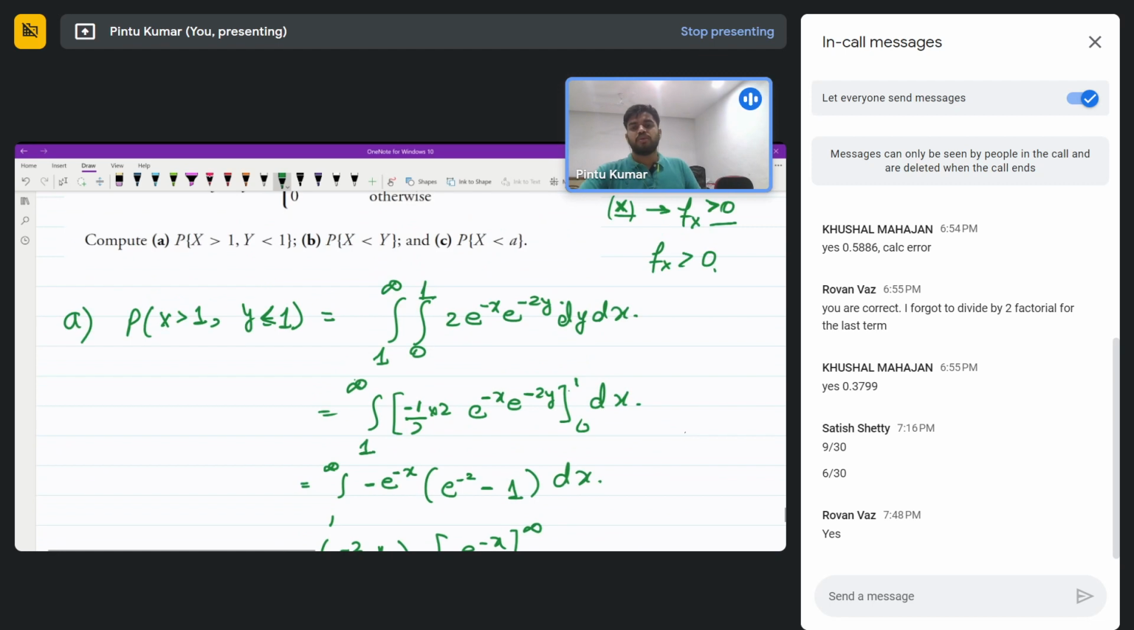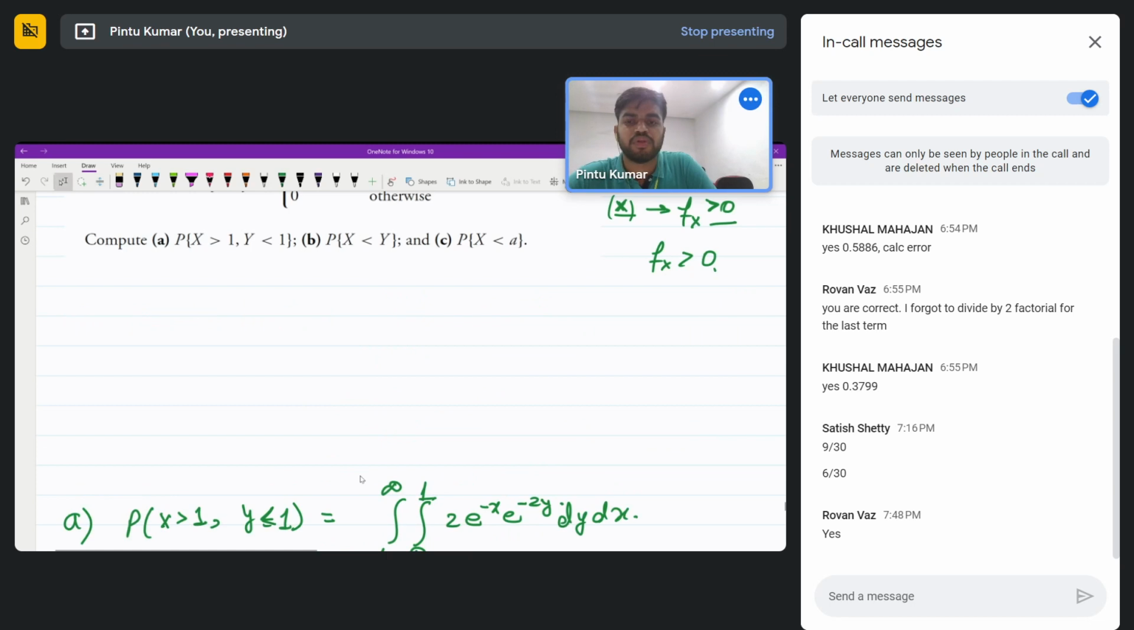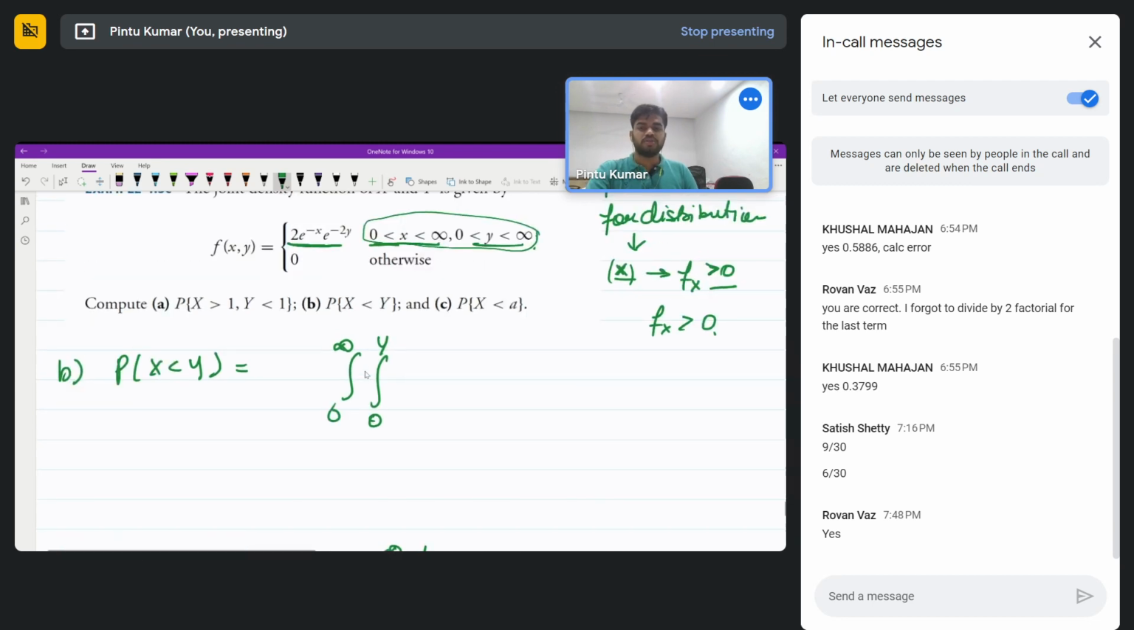So this way you can approach. For the rest, I won't integrate, but I'll write how. Part B is the probability that x is less than y. This is nothing but x now being upper bounded by y. So your integration would run from 0 to y for the x variable, and your y variable is free, so this should be 0 to infinity. And now this is 2 e to the power minus x e to the power minus 2y. This time you are integrating first with respect to x because you have written the limits of x first, then with respect to y.